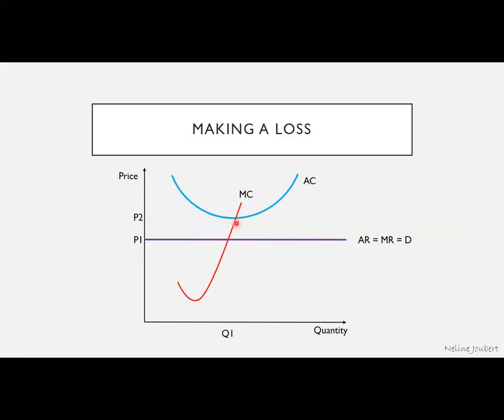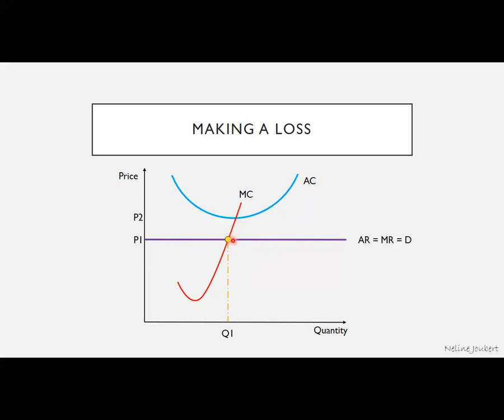Last but not least, how do you know when you're making a loss? Start at exactly the same point, where your marginal cost curve intersects with your marginal revenue curve. In this case, this is the loss minimizing point. If the business produces here, they're going to make the least amount of loss, if that makes sense.